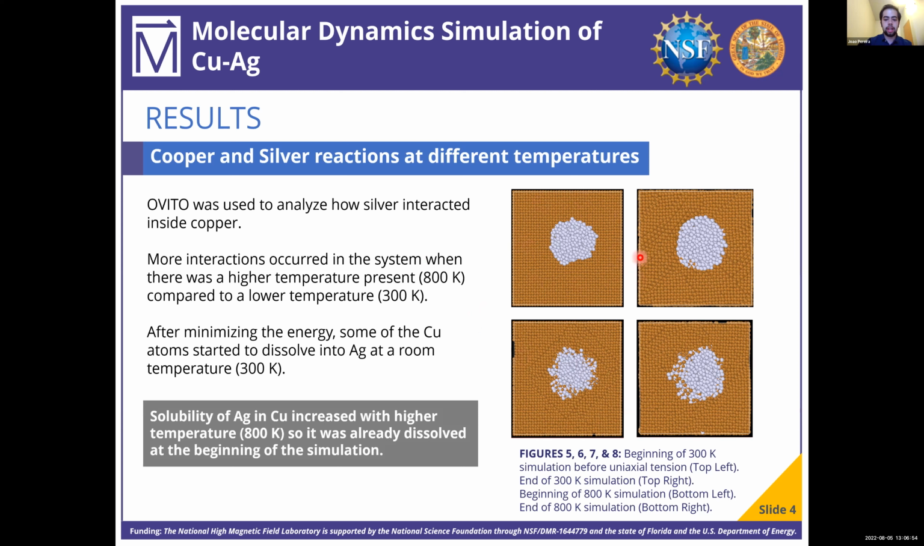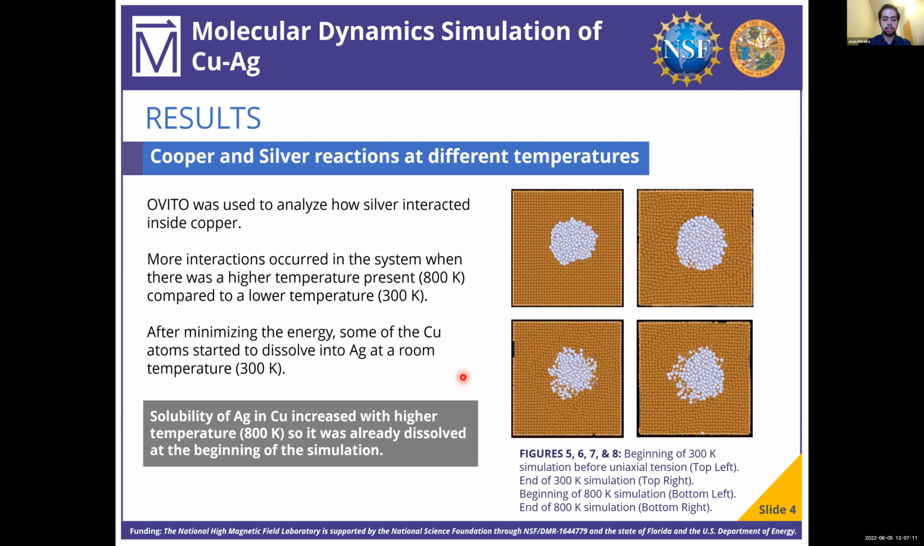Important takeaways from this were that at a lower temperature, copper and silver were very isolated before it was put in tension, and then after it was put in tension, copper actually dissolved into silver atoms at room temperature, and it still showed those little slips.